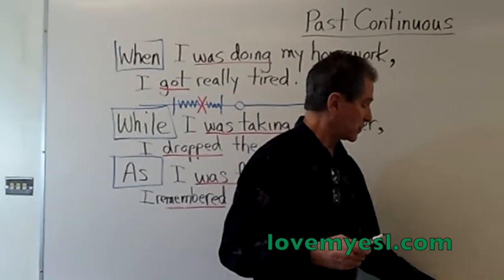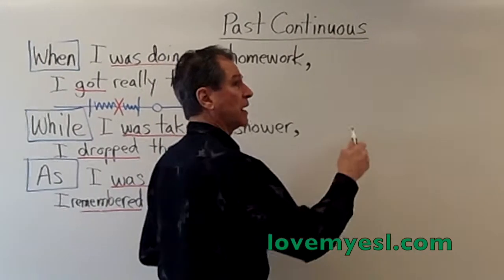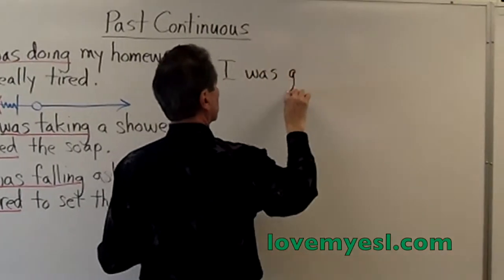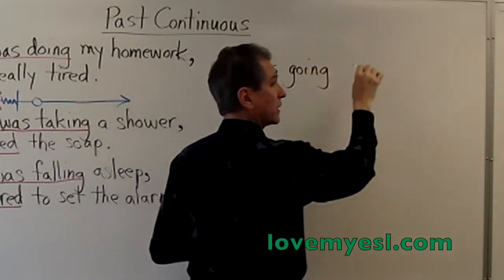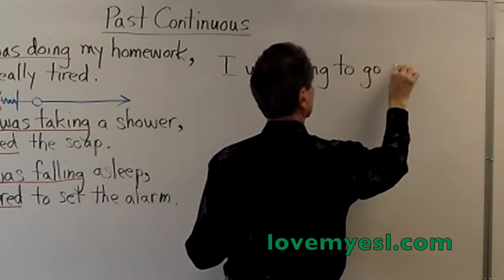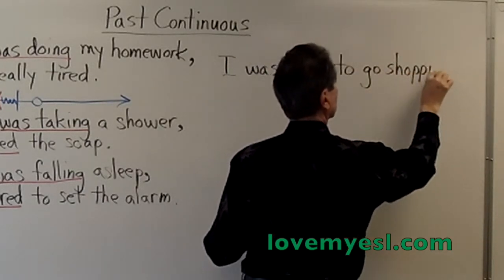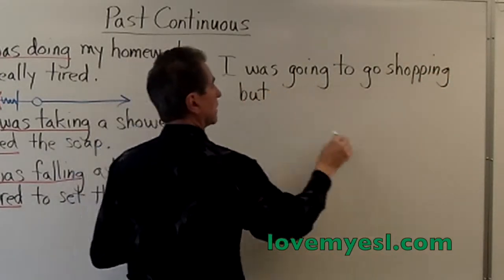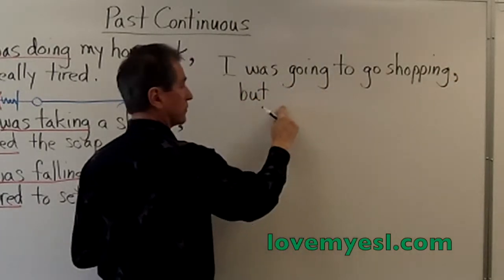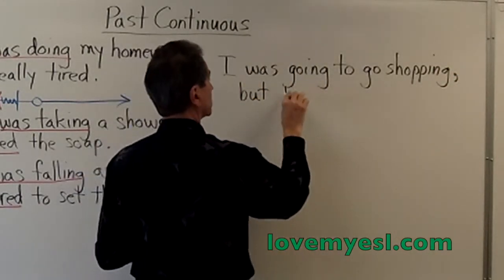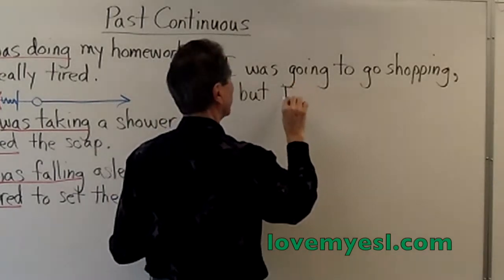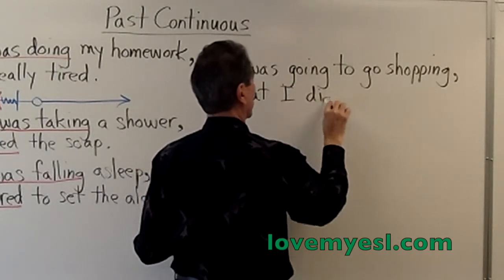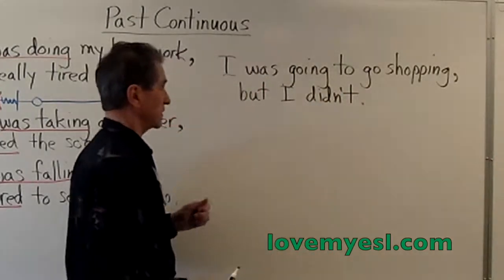Now for those other cases where you also use the past continuous, it's a case like I was going to go shopping, but I need a comma before but because I'm going to have a new subject right here. I was going to go shopping, but I didn't go shopping. Why didn't I go shopping? Oh, for a number of reasons, but I didn't.